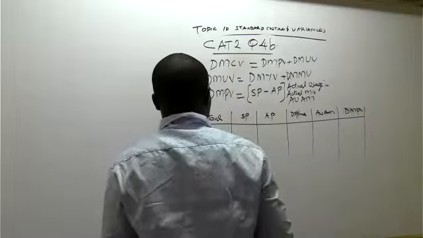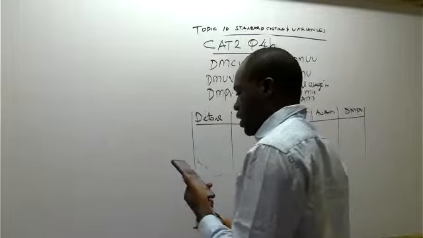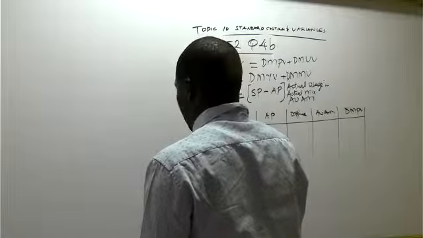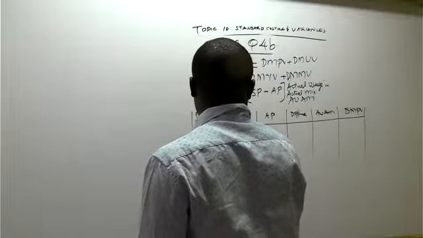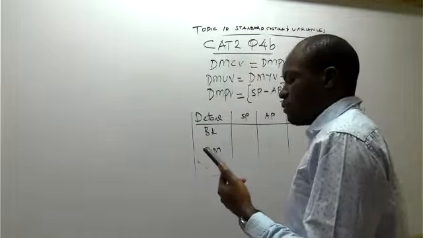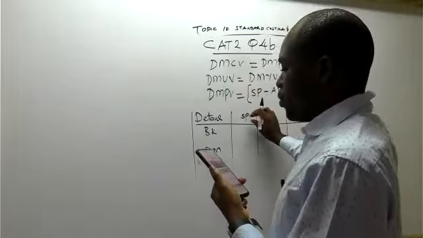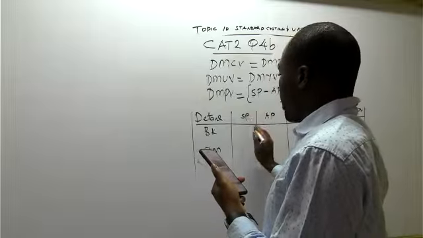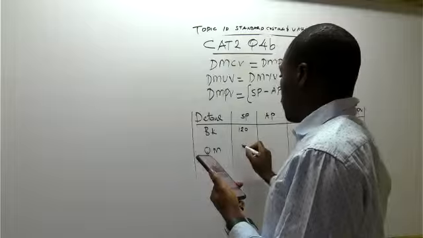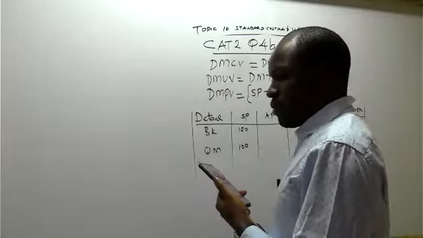We are dealing with which materials? We are dealing with BK and QM. So BK, what is the standard price? The standard price was given above. The standard price of BK is 120, and QM is 100. I believe you're able to see that.